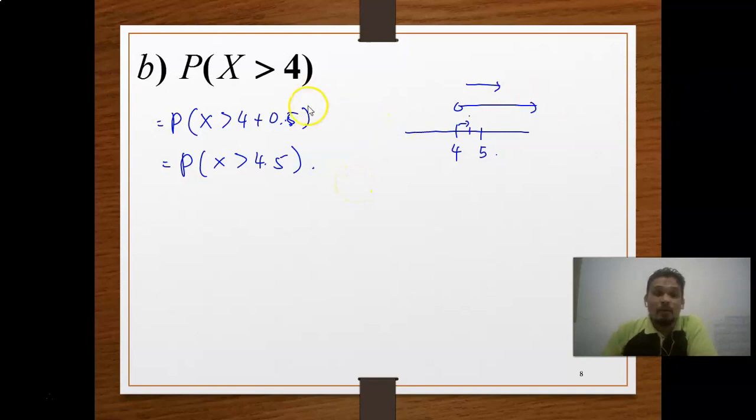Anyway, we take a look at all this explanation first, before I explain to you where we're going to use all this 4 plus 0.5, minus 0.5 in the real situation.